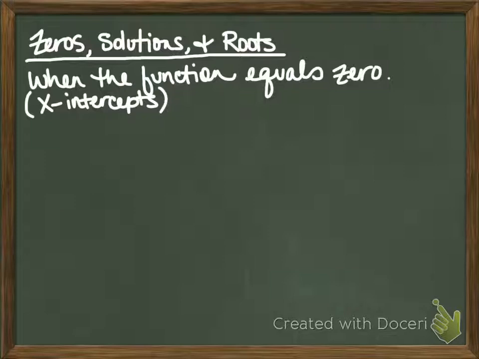Next, zeros, solutions, and roots. All three of those words are used interchangeably, and it's basically when the function equals 0, or where does it touch the x-axis, also known as the x-intercepts. Zeros, because the y value is 0. Solutions, when you solve an equation, that's when y is equal to 0. Roots, I always think about the roots of a plant going into the ground, or into the x-axis.